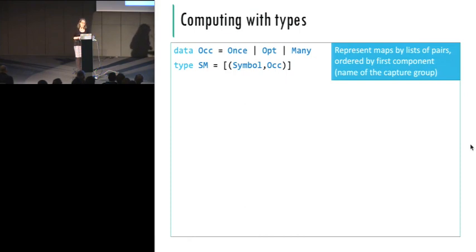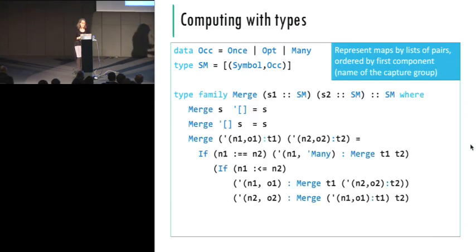This occurrence map, or the symbol map, is this list of pairs, but I'm also going to maintain the invariant that it's an ordered list of pairs. I'm going to keep the symbols in order, right, because I want to keep track of how many times a symbol occurs in a regular expression. And so I use that invariant in the implementation of merge. So merge is a lot like the merge function for merge sort, right? It takes two sorted lists of the symbol occurrence pairs and merges them together.